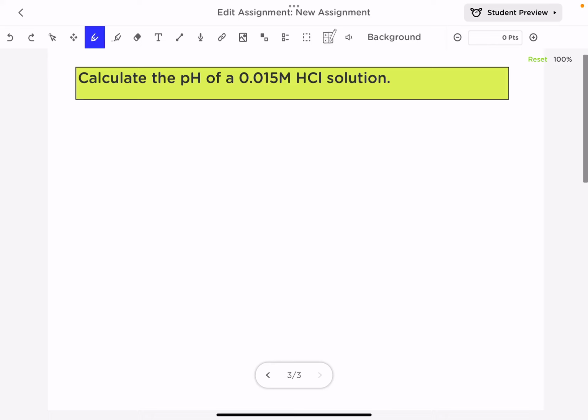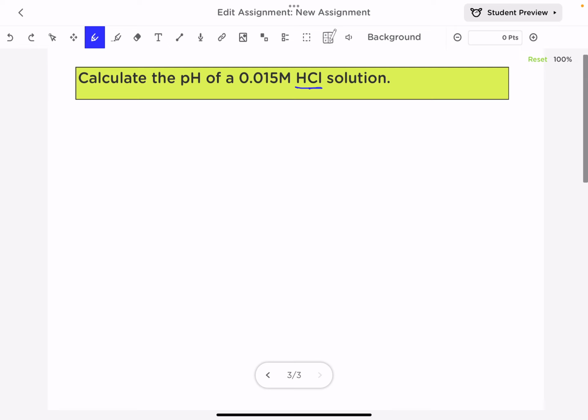Calculate the pH when a strong acid is given. First of all, when the question is given to you, you need to identify if the given acid is strong or weak, because the strong acid pH is calculated in a way, and the pH of a weak acid is calculated in a different way.